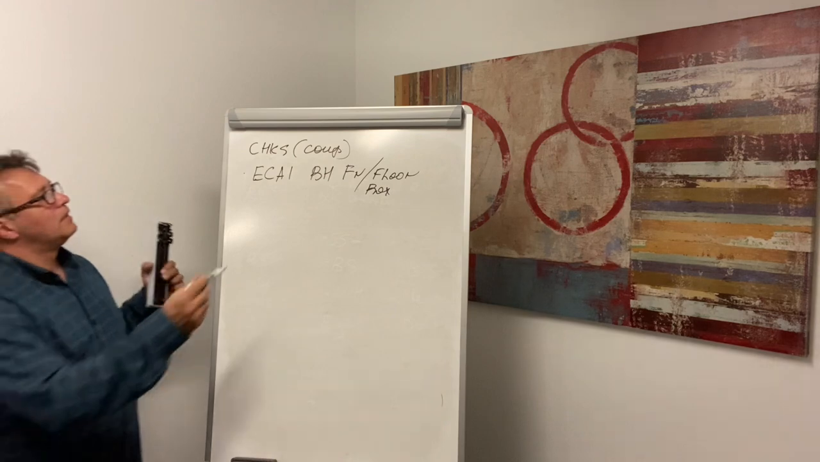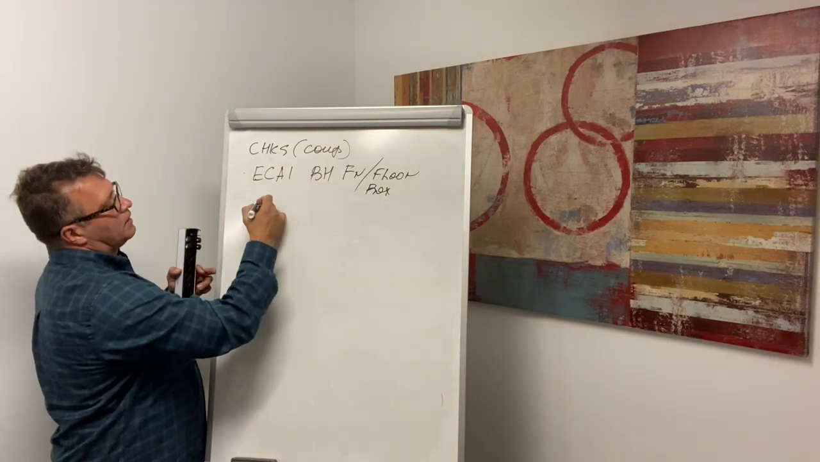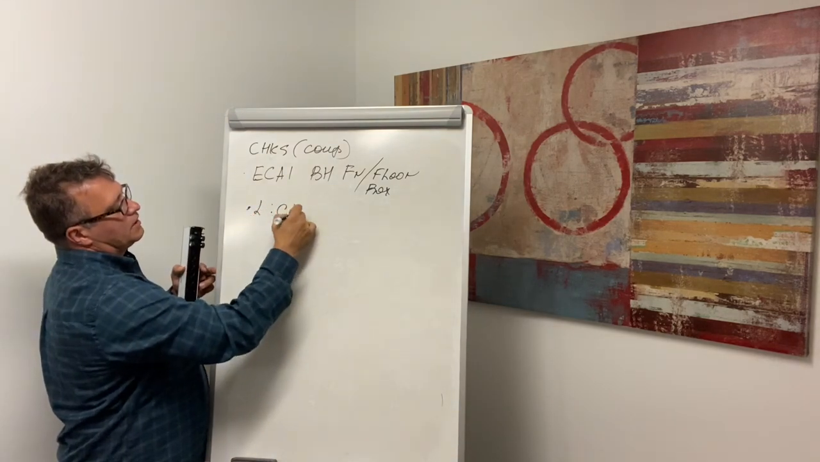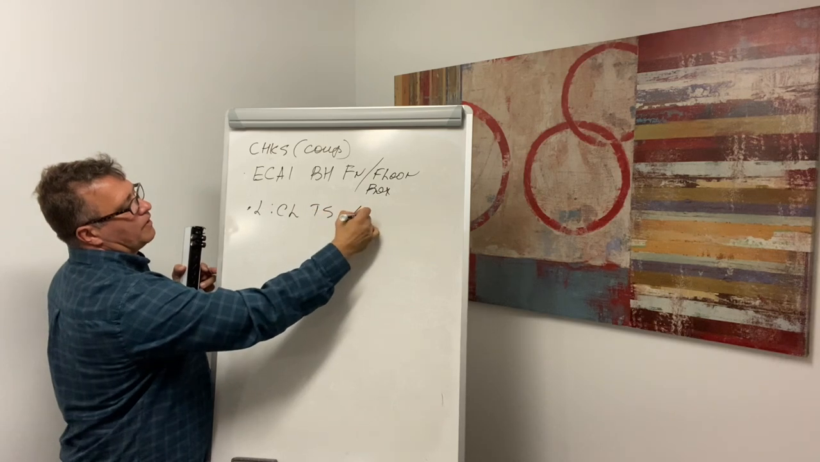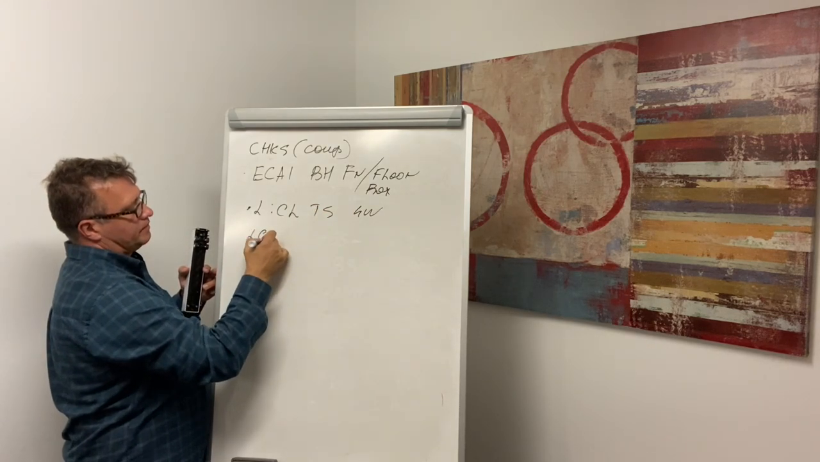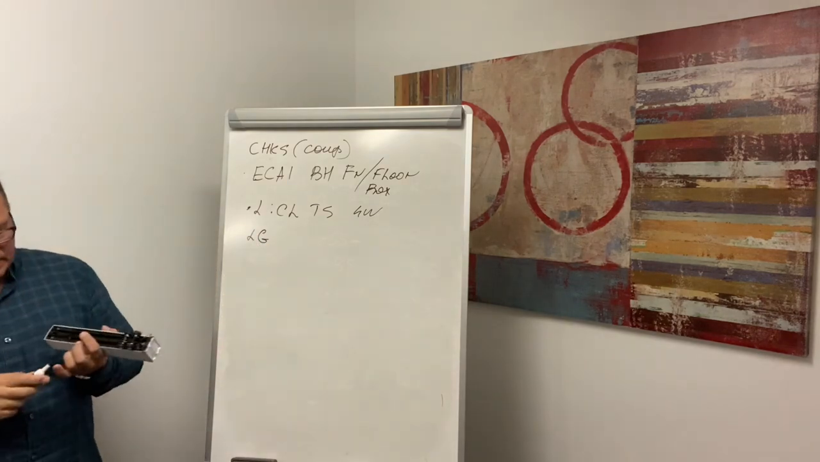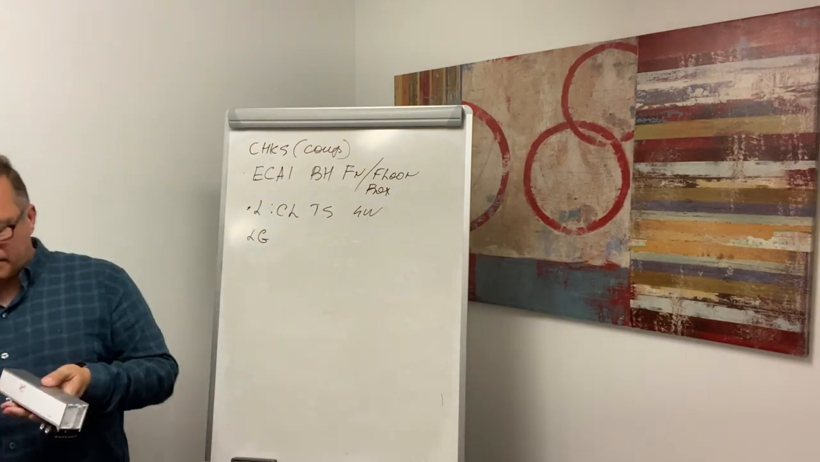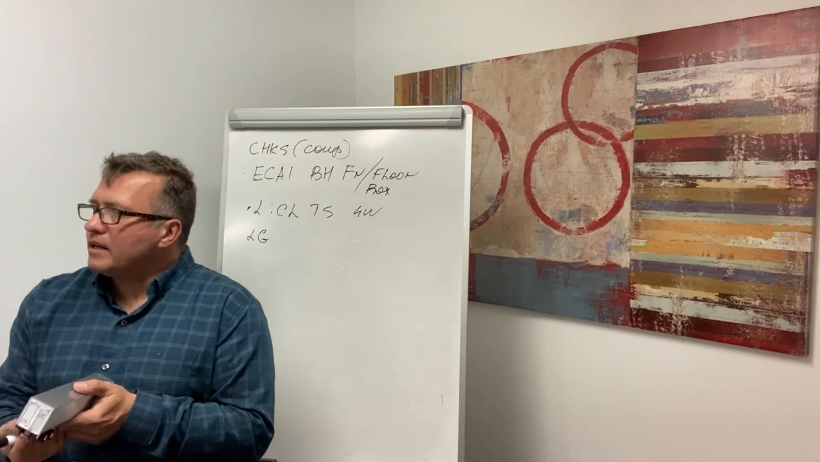Okay, so we did lights, which is clearance lights, turn signals, four-way flashers. Now we're doing landing gears. Okay, after landing gears, we keep walking underneath of the belly.